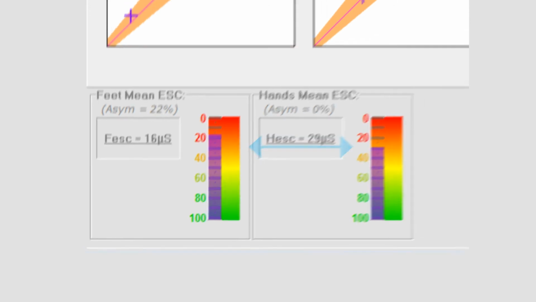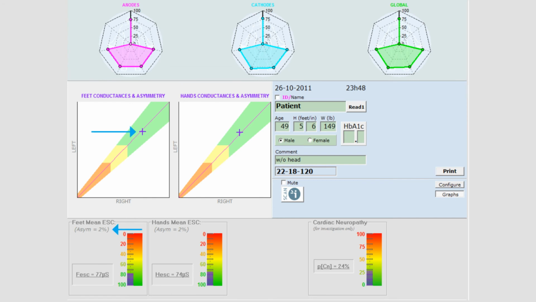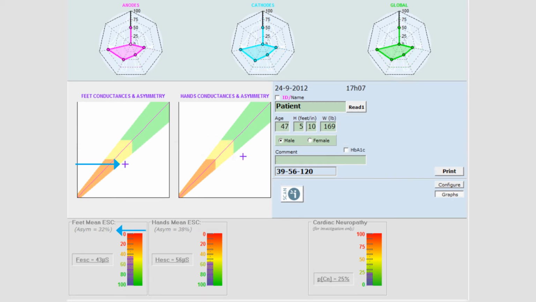The amount of observed asymmetry is an indicator for the kind of autonomic dysfunction. For example, symmetrical peripheral neuropathy would be consistent with either a pre-diabetic or diabetic complication. Follow-up schedules are determined by the patient's SUDOSCAN conductance level and the asymmetry observed between left and right sides.